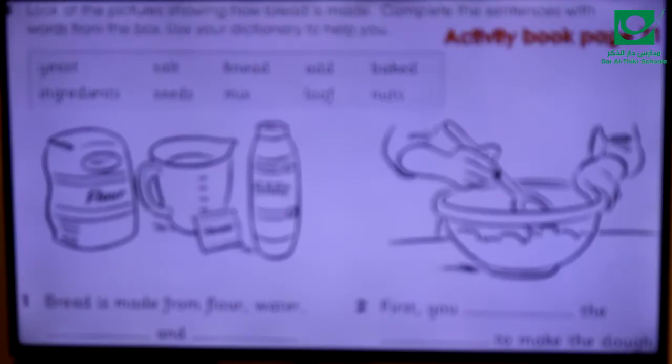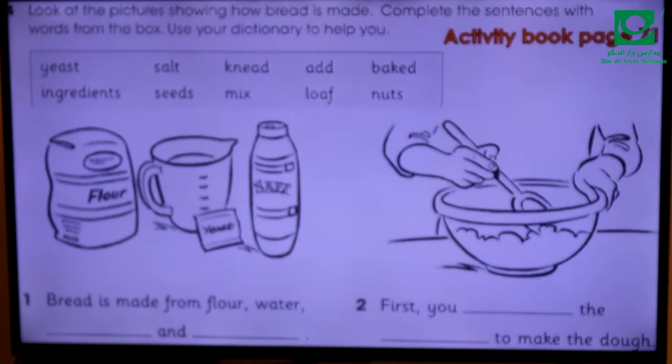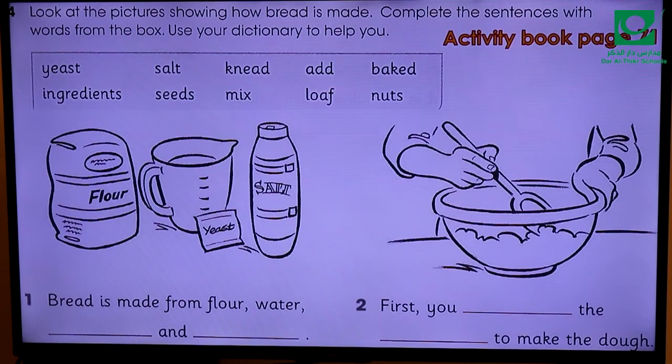It's a very good one. Here we look at the pictures showing how bread is made. This time it's very easy. It's a bread. Complete sentences with words from the box. Use your dictionary to help you. Here we have yeast, salt, baked, ingredients, seeds, mix, loaf, and nuts. Number 1, take your time. Bread is made from flour, water, yeast, and salt. Yes. Number 2, first you, yes, mix the ingredients to make the dough.